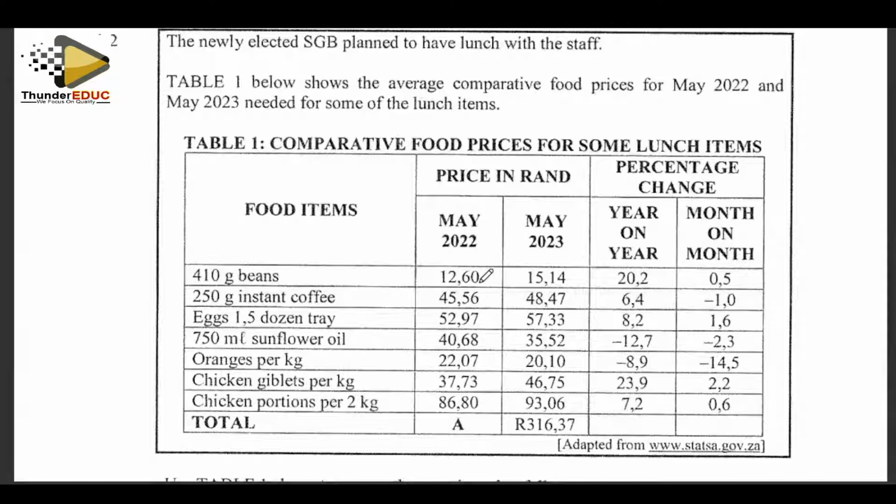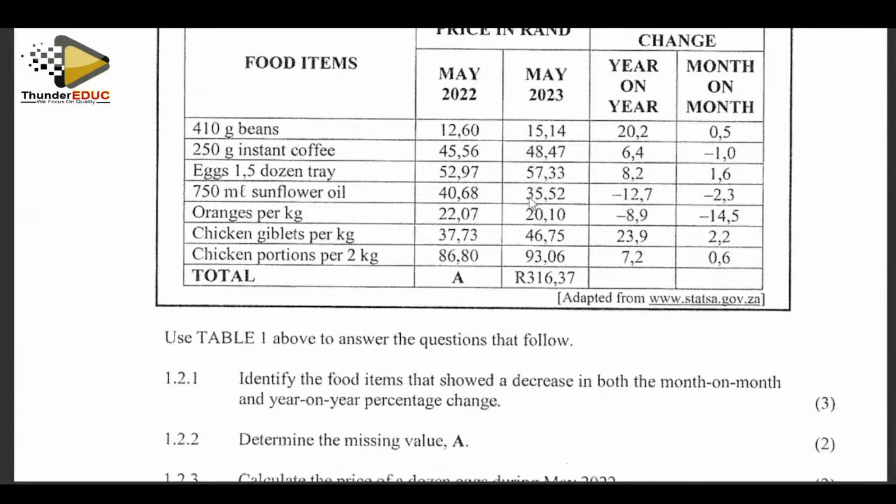The newly elected SGB plan to have lunch with the staff. Table 1 below shows the average comparative food prices for May 2022 and May 2023 needed for some of the lunch items. The comparative food prices for some lunch items, price in rand and percentage change. Now, what I want you to see under the changes is that if you see a positive, that means it increased. If it's a negative, it decreased.